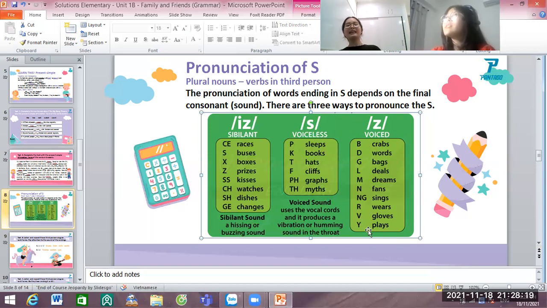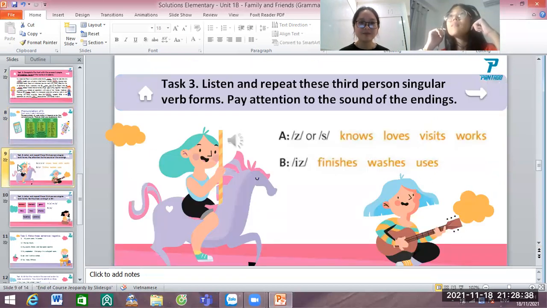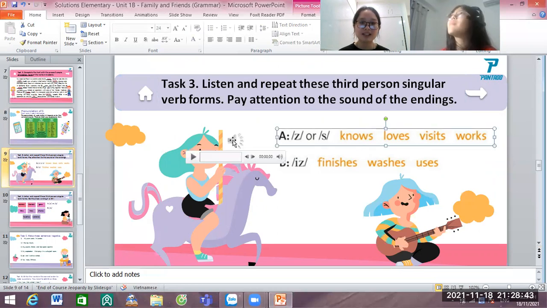Which means Y, V, R, and G, N, M, L, G, D, B. So we pronounce the word with the Z sound. Okay? Very good. It's a hard practice. Now listen and repeat these third person singular verb forms, and pay attention to the sound of the endings.